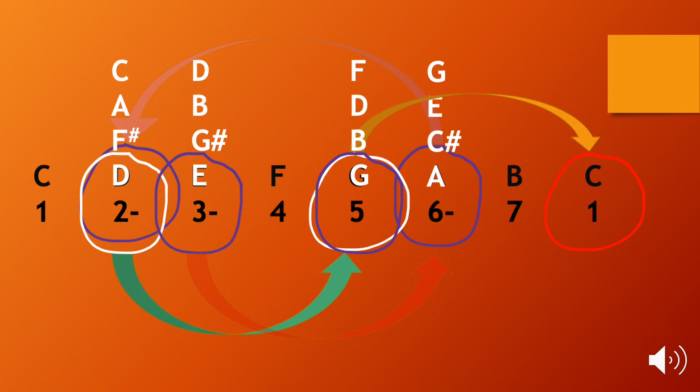So in the key of C, you could have an E7 chord, which makes you go to an A7 chord, makes you go to a D7 chord, makes you go to a G, and the G7 chord makes you go to the C.